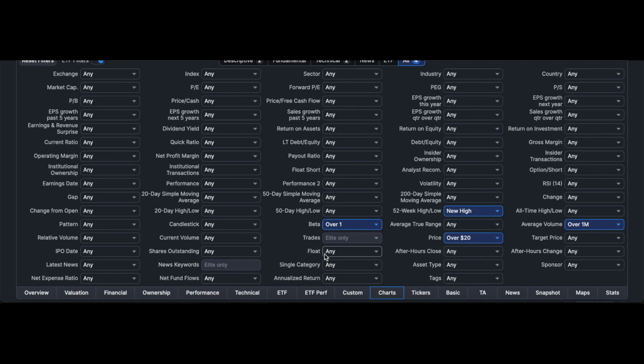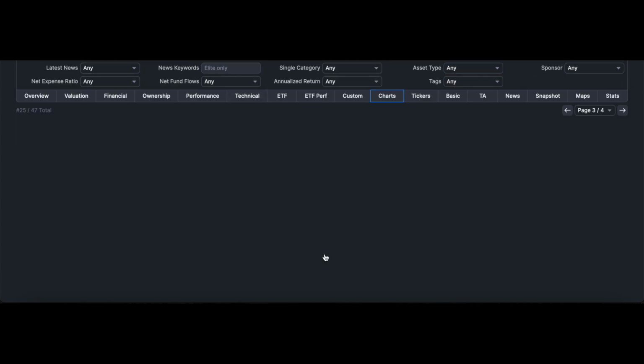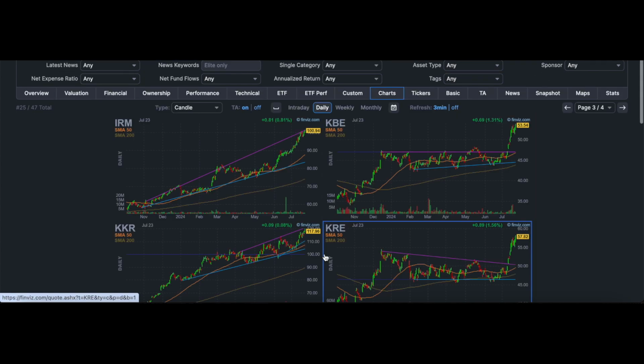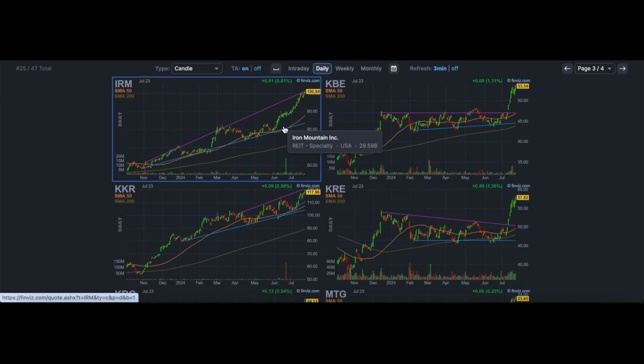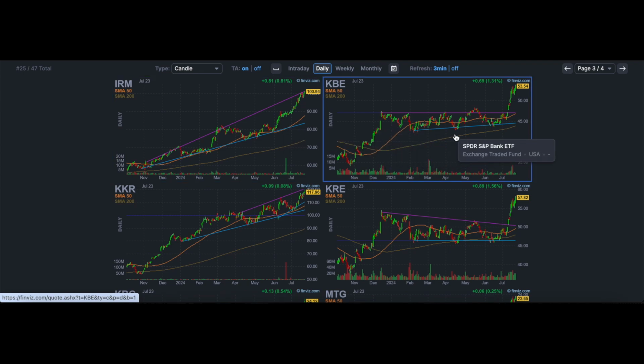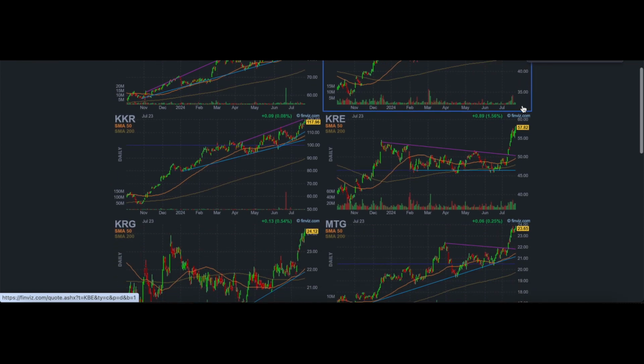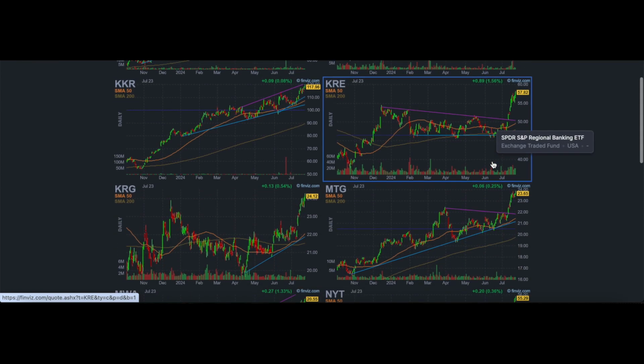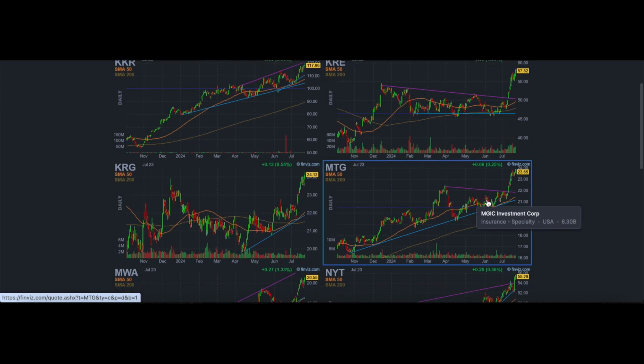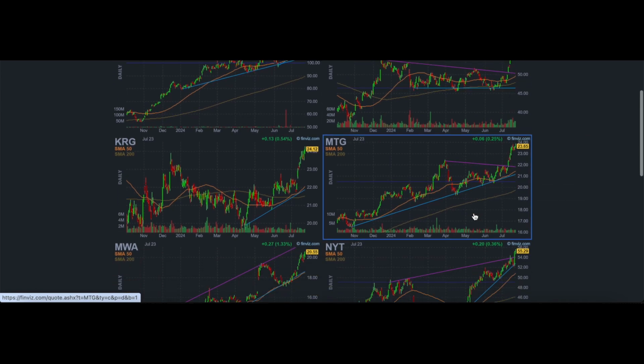And typically when you're running through these names, you want to focus on names that are well known, right? Institution names, because they tend to work out better compared to random names. IRM, this one is very, very strong. This one looks good. KBE also looks strong. MTG, very strong breakout. This one looks good.